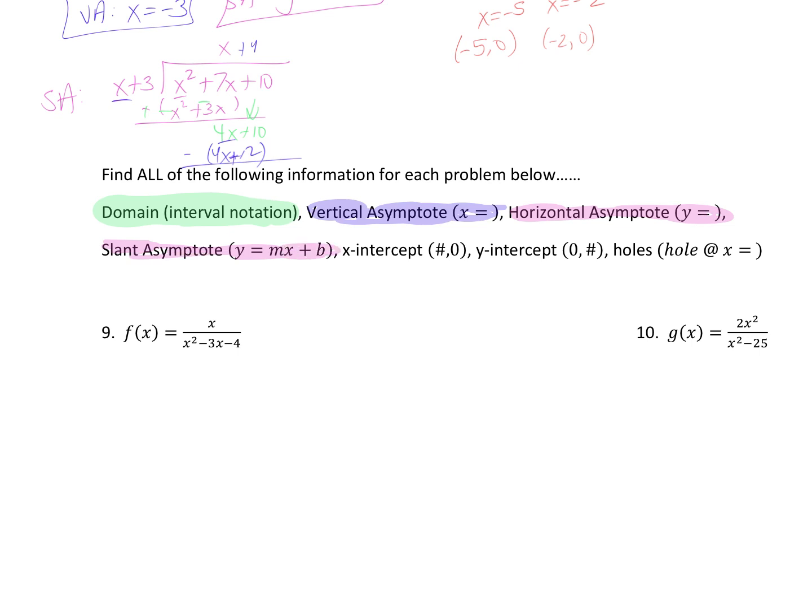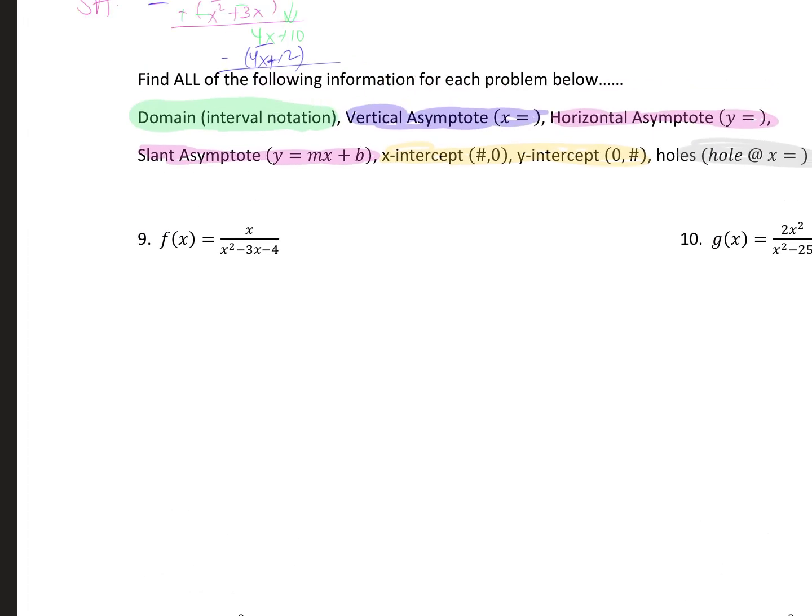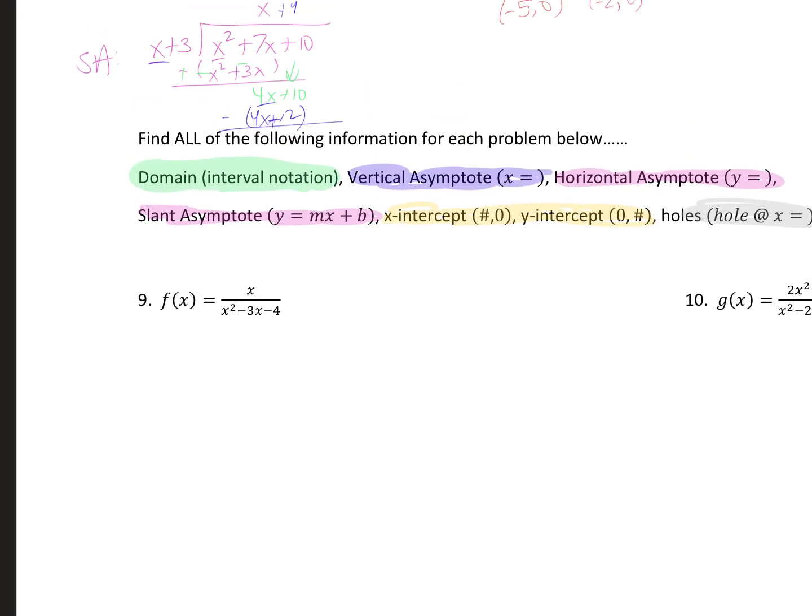Your x and y intercepts need to be written as ordered pairs. And then we'll talk about holes in a second, because I want to make sure you remember how to find the holes. All right, so let's go through all 4 of these. They'll go pretty quick, I promise. I'll just give a little reminder.